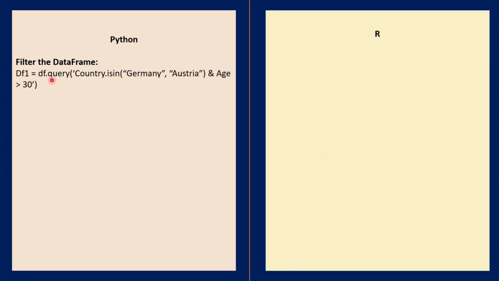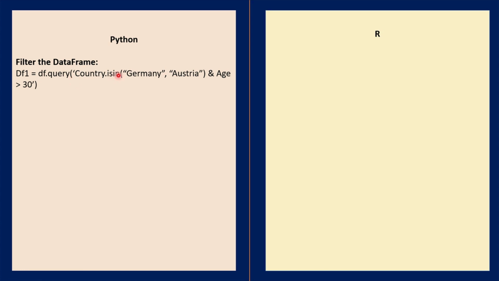We have an efficient query method. Use this method to filter your data based on your requirement. Here I want to filter based on country on more than one term. So I'm using this isin function to call Germany and Austria, and I also want to filter the age column, which is less than 30. Make sure that you keep your filter in quotations.